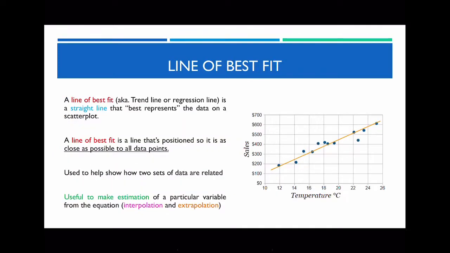What we're going to be looking at next is the line of best fit, because it's very important that you know how to draw a line of best fit and what the guidelines are in order to draw one. We said before that it's used to show how two sets of data are related, and it's very useful to make estimations of a particular variable from the equation, and we're going to be looking at this in future lessons. So this is talking about interpolation and extrapolation.